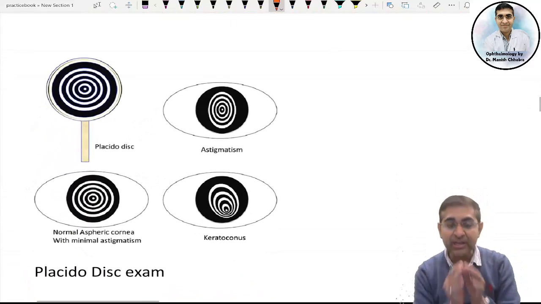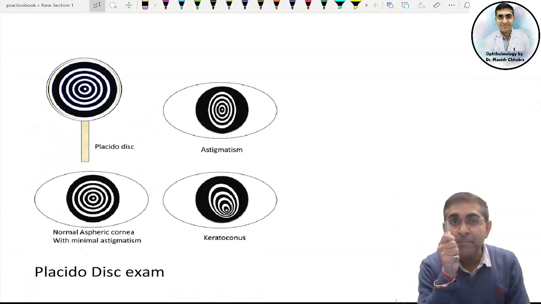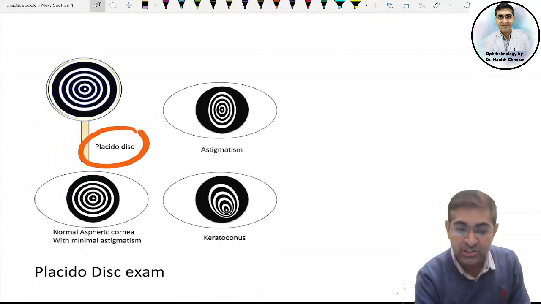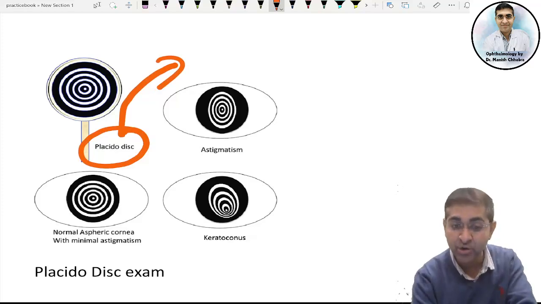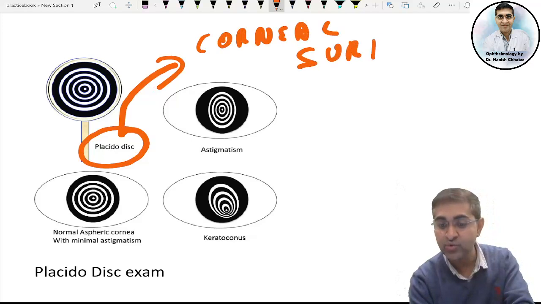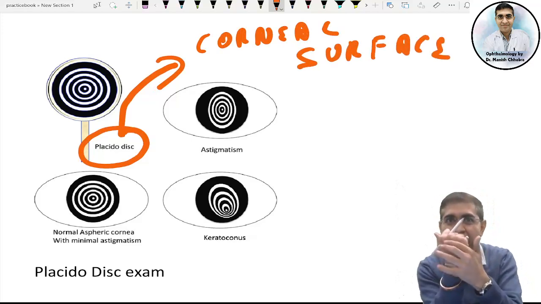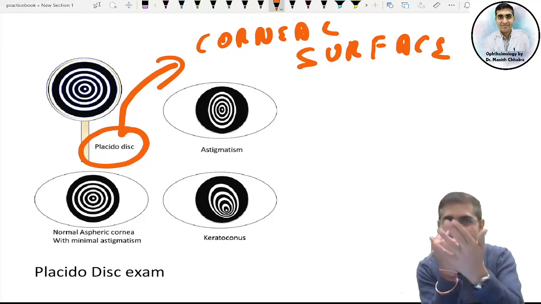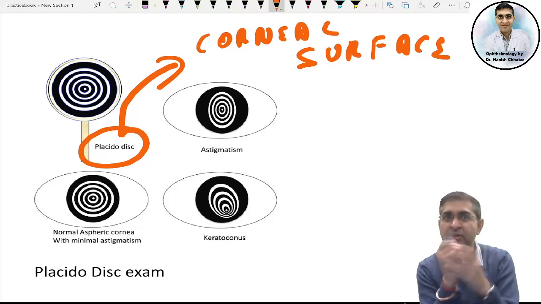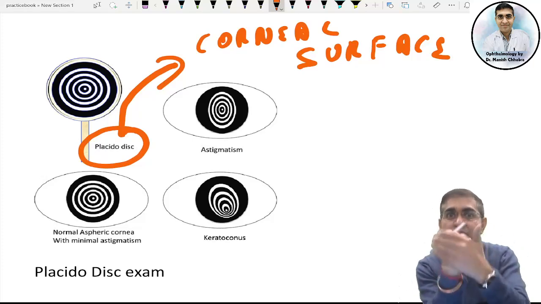Okay, so there is another change which you see, and it is seen on the Placido disc. Placido disc is used for the assessment of the corneal surface. So it is a test to assess the corneal surface. Now since there is protrusion of the central or paracentral region of the cornea and due to stromal thinning, there will be unevenness of the cornea.